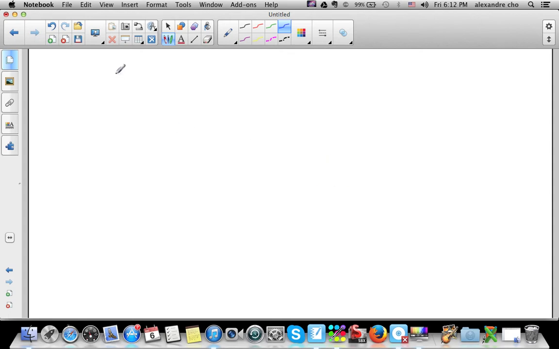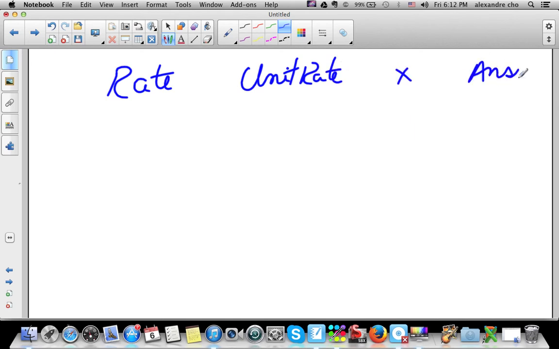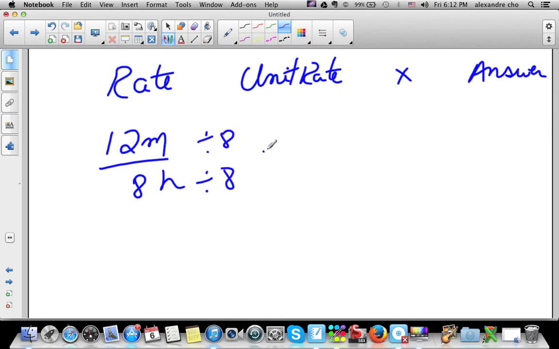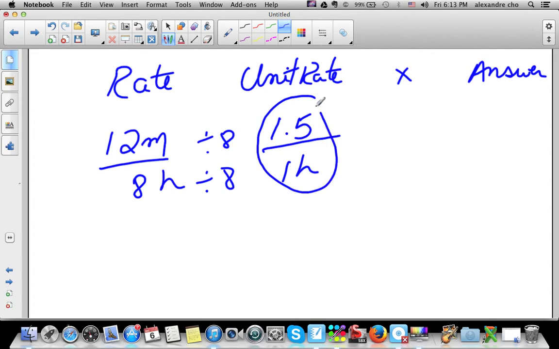So this is a problem where it looks like this. You got rate, you got unit rate, you got the little multiplier here, and then your answer. Your rate looks like this: 12 miles in 8 hours. And your unit rate, when you divide this by 8 and this by 8, you end up having that in 1 hour, she can go 1.5 miles.